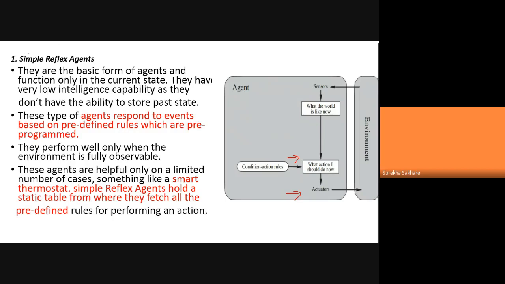Now, these are some basic forms of agents which are very much less knowledgeable. They don't have their own heavy memory. Whatever instruction is stored in that location at that instant, they are going to use it. So that is why they are called as having very low intelligence.